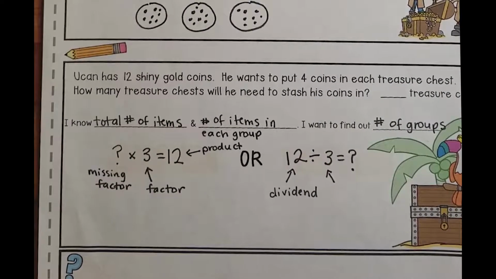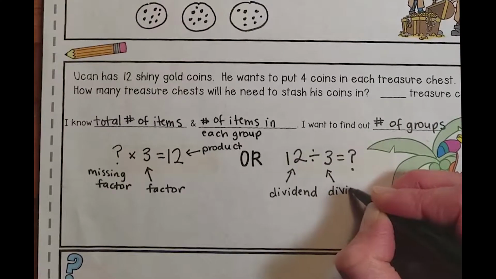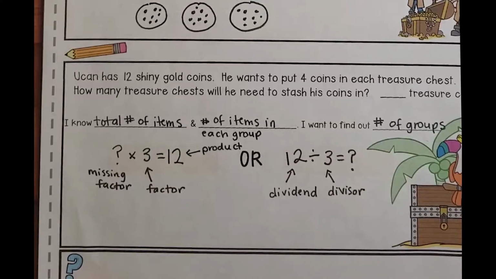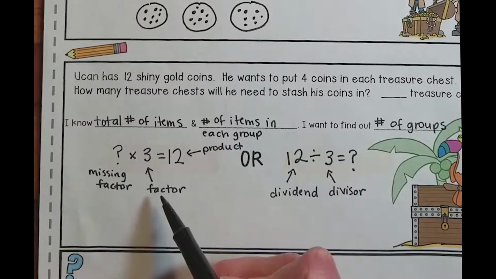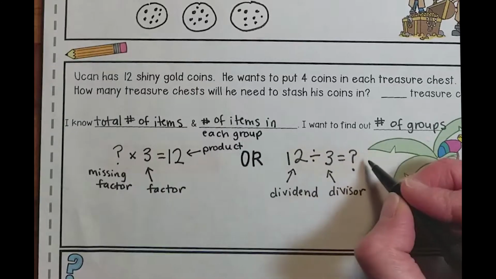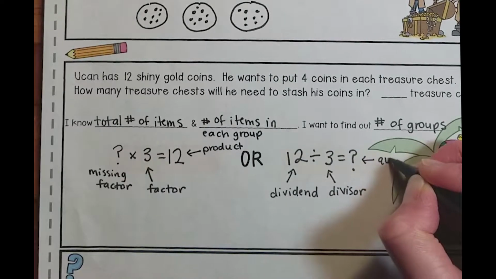The 3 is going to be your divisor. In this case, it's the total number of items in each group. We know we have 3 gold coins in each treasure chest. It was the factor in your multiplication sentence. And I'm not sure of the answer to this division problem. I don't know how many groups I'm going to have. That's my quotient.